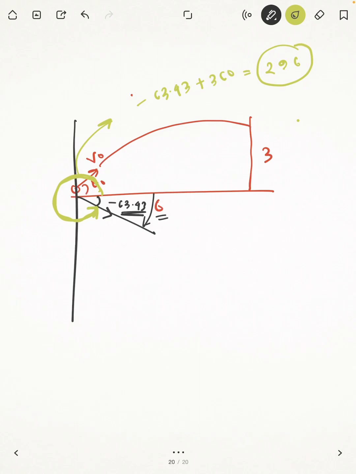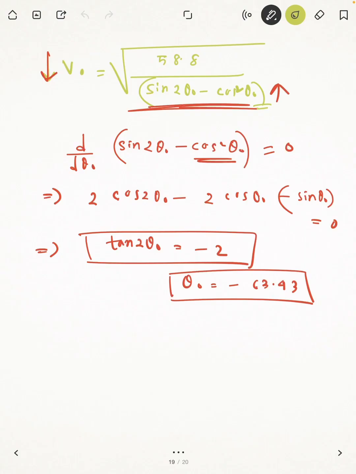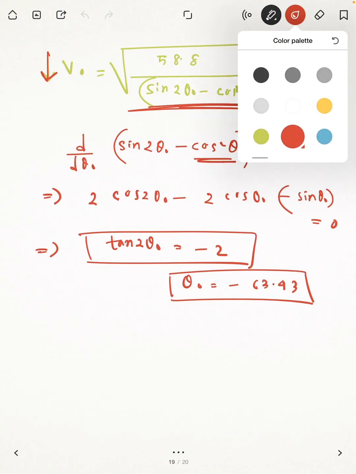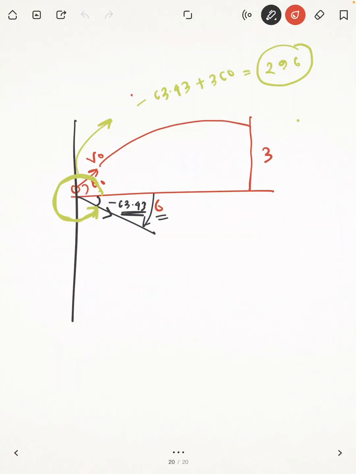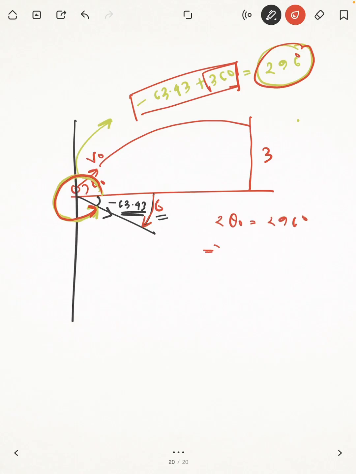Okay, let me check. This is basically the value of 2 theta naught. Sorry, this is the value of 2 theta naught. 2 theta naught is this one. So this is calculated from the negative x-axis. Okay, if you calculate from the positive x-axis, that will be your angle, and if you calculate from the positive x-axis, you have to add 360. So this is 296 degree. Okay, so that is basically the 2 theta naught is 296 degree.